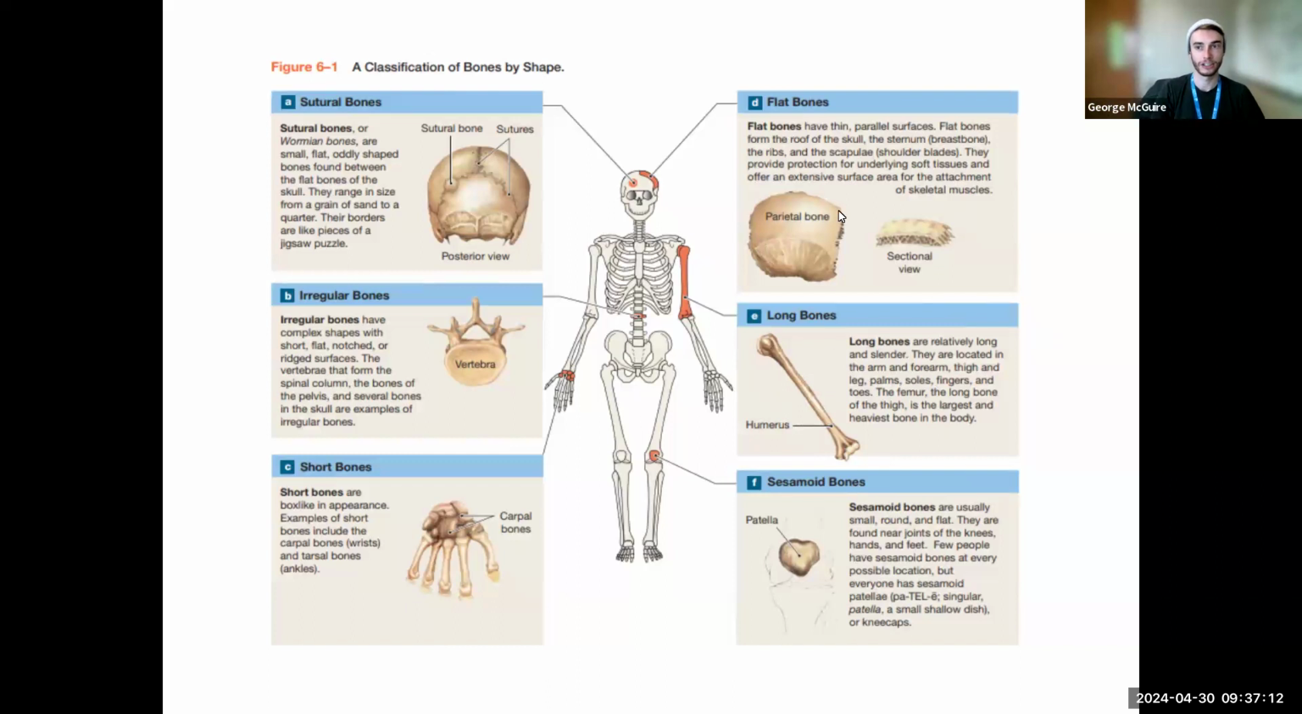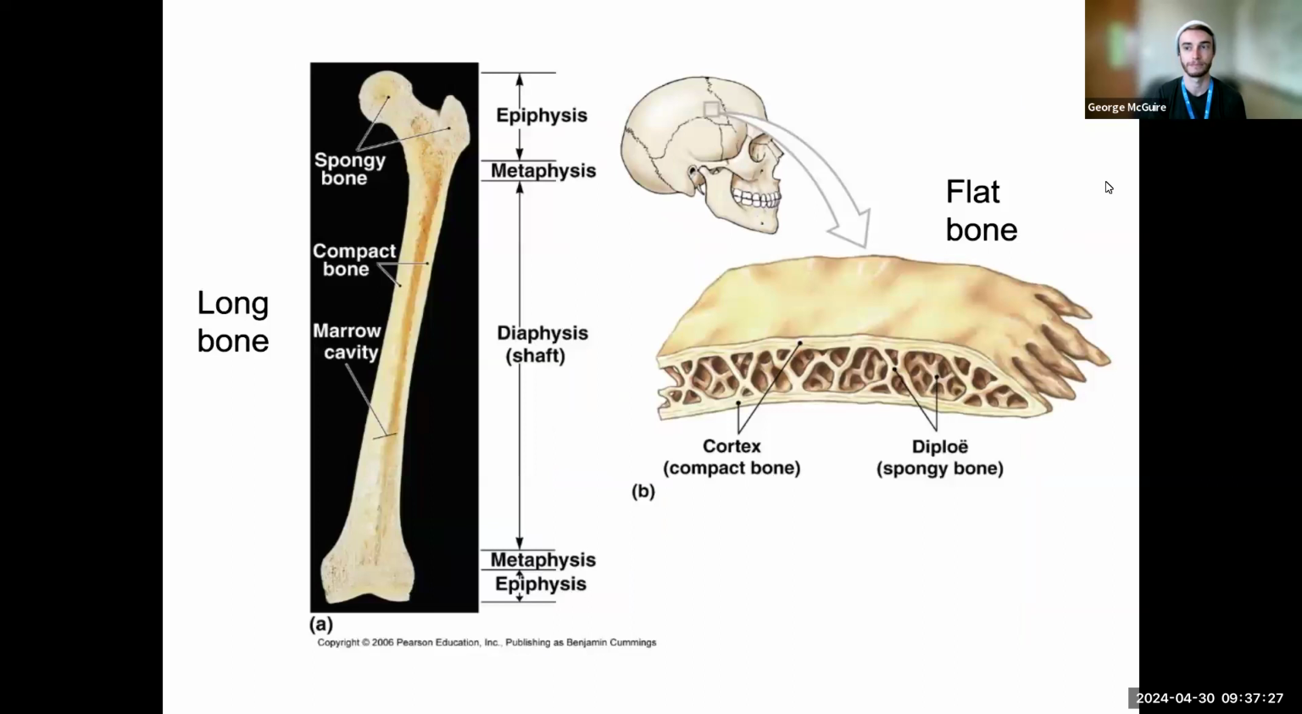And we're mainly going to focus on the structure of flat and long bones, since those are what make up a majority of the skeleton, and are great examples for looking at how those two types of bone function and how they're organized. So here's a closer look at those two major types.